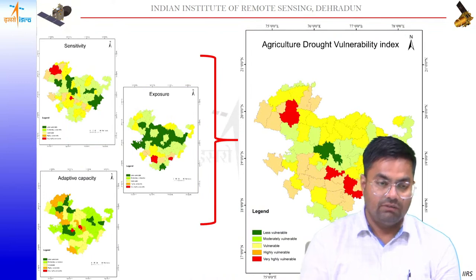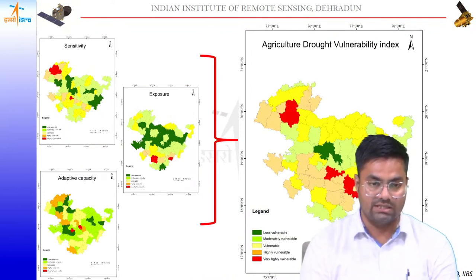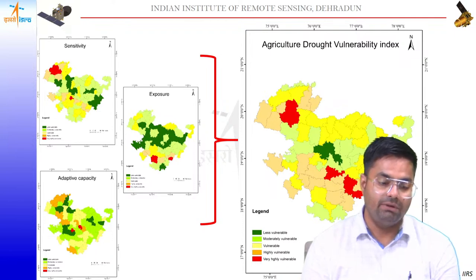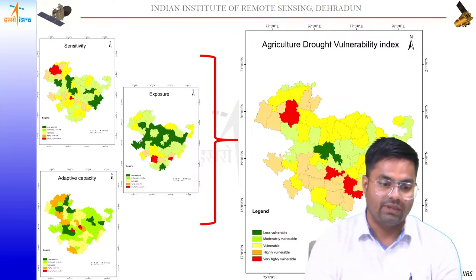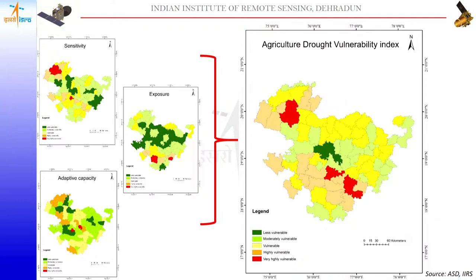As we did this study for computation of the Marathwada region, the final map figures are here in the slide. The sensitivity index, exposure index, and adaptive capacity index are mentioned here. With the integration of all three results, we finalize the final agriculture drought vulnerability index, and from this result you may get an idea.